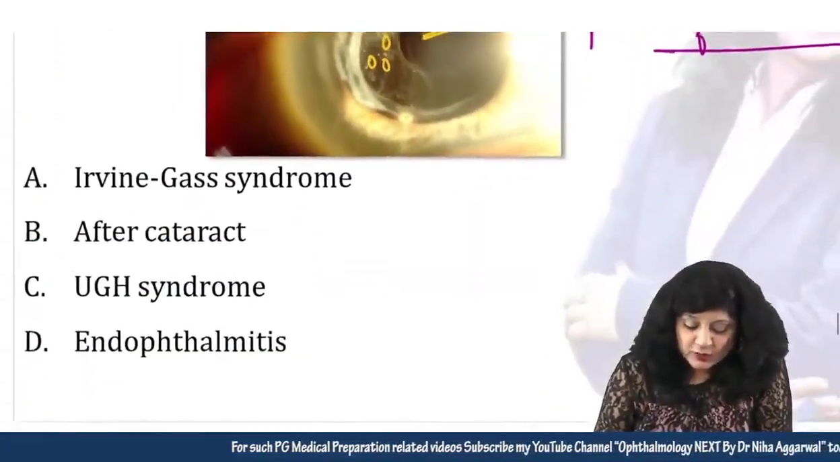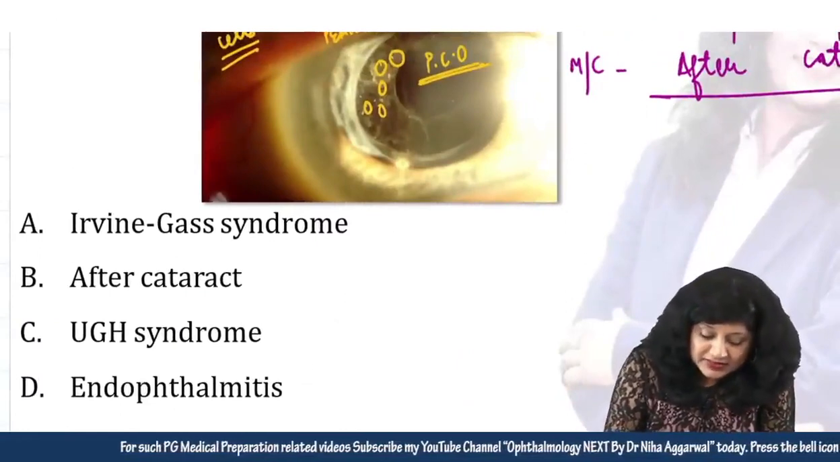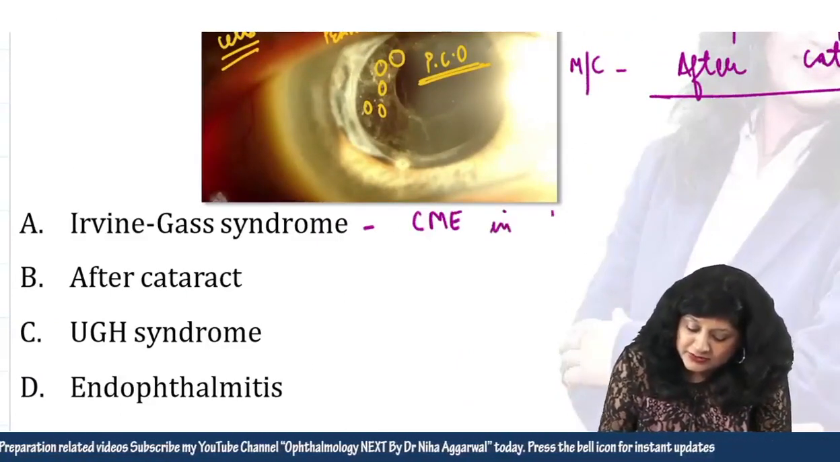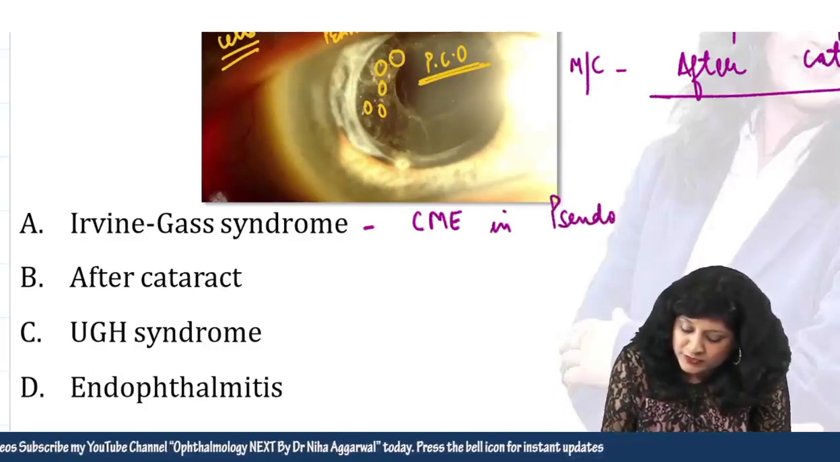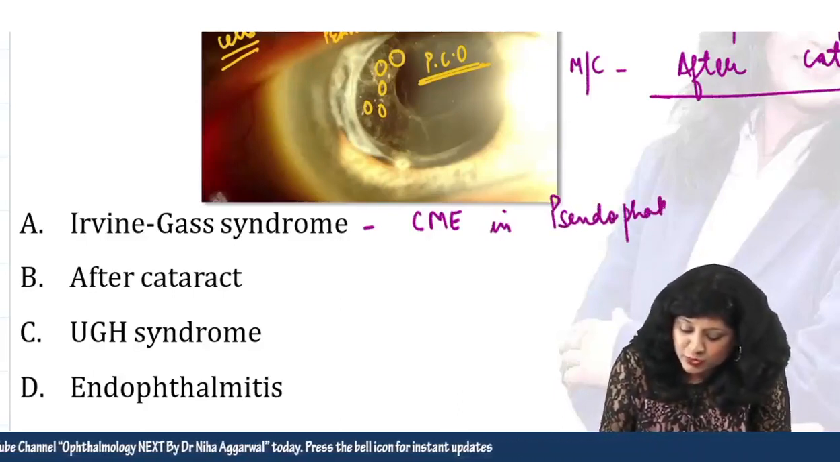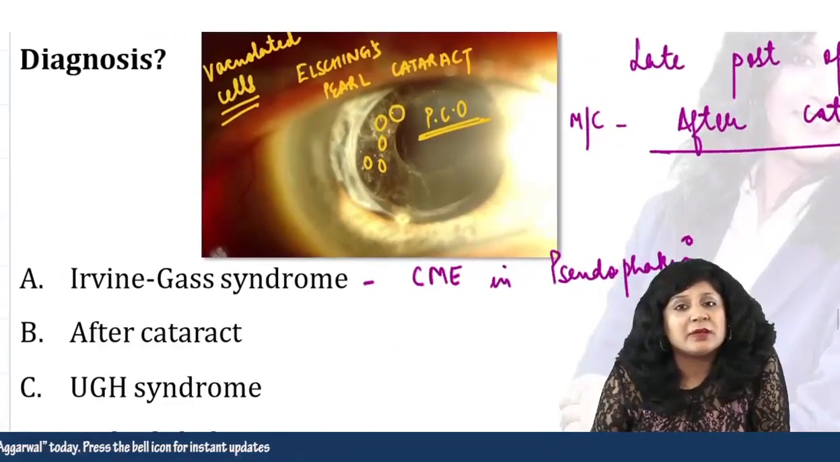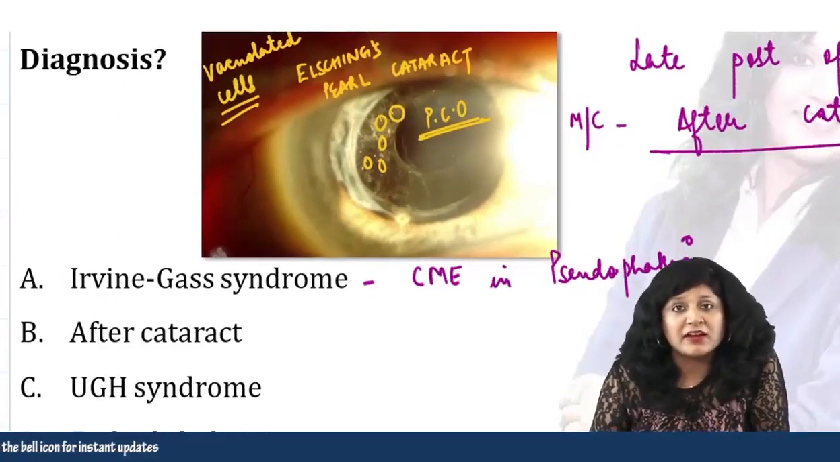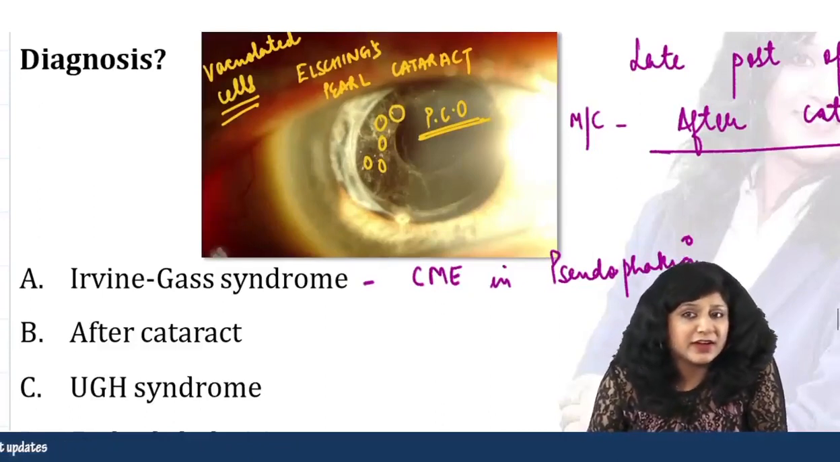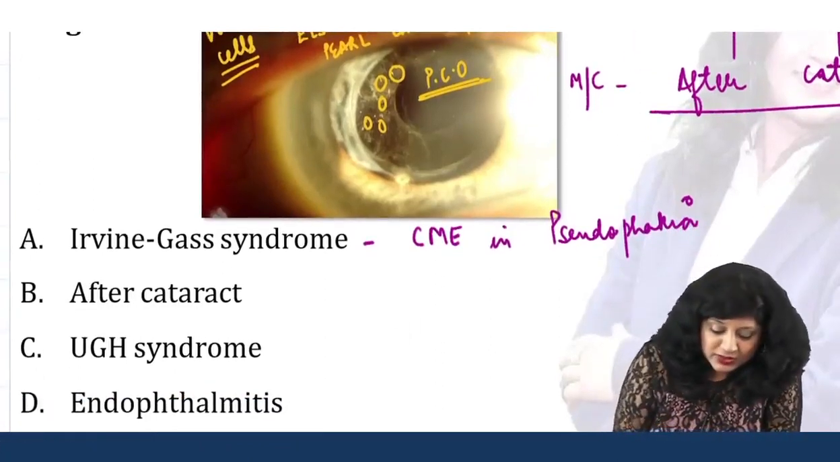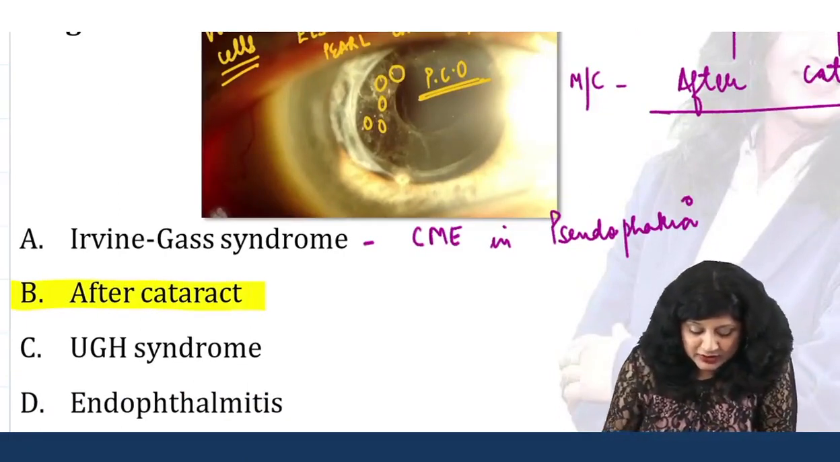The first is Irvine-Gass syndrome. Irvine-Gass syndrome is the cystoid macular edema in the pseudophakia, that is also presenting as a late post-operative complication, but you will not get this. For the cystoid macular edema, they will be giving the OCT finding, or they will be giving the FFA finding. Then the B is after cataract. So, this is the right option. It is the Elschnig's pearl kind of after cataract.